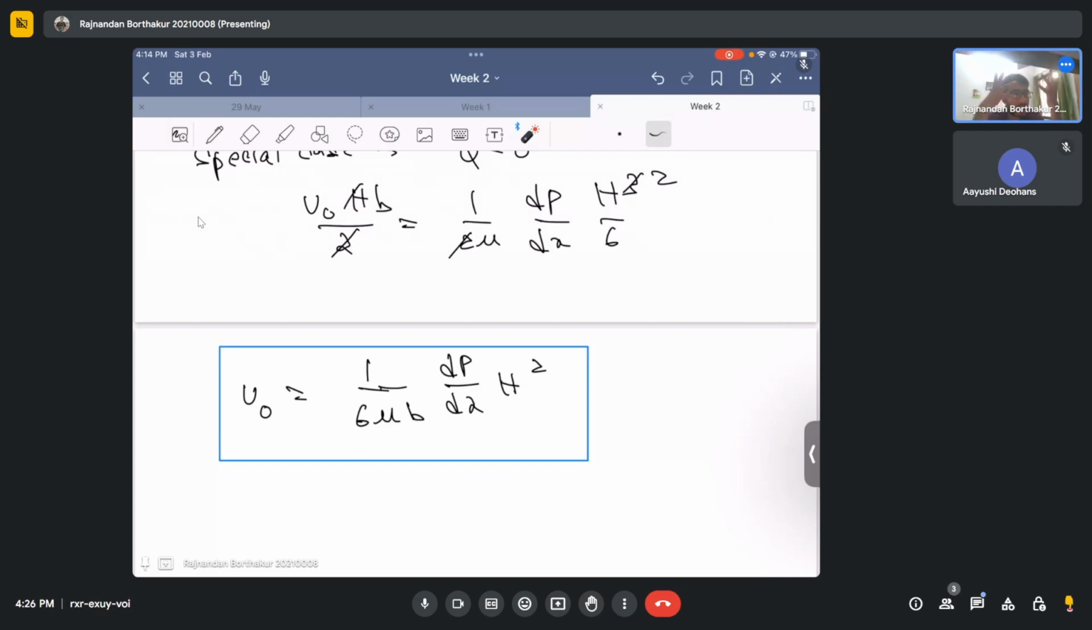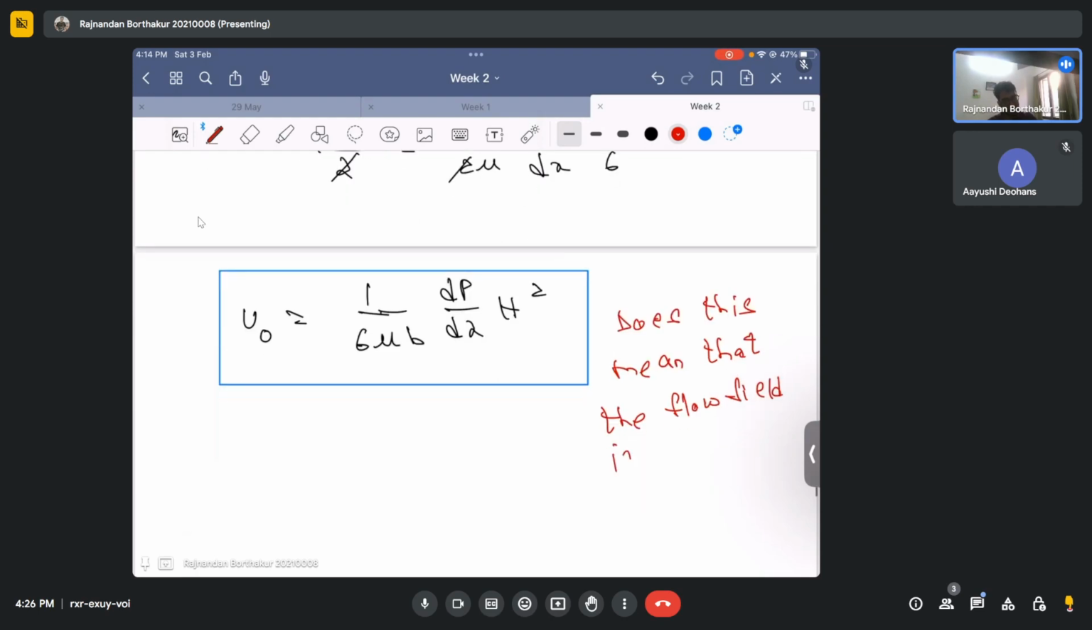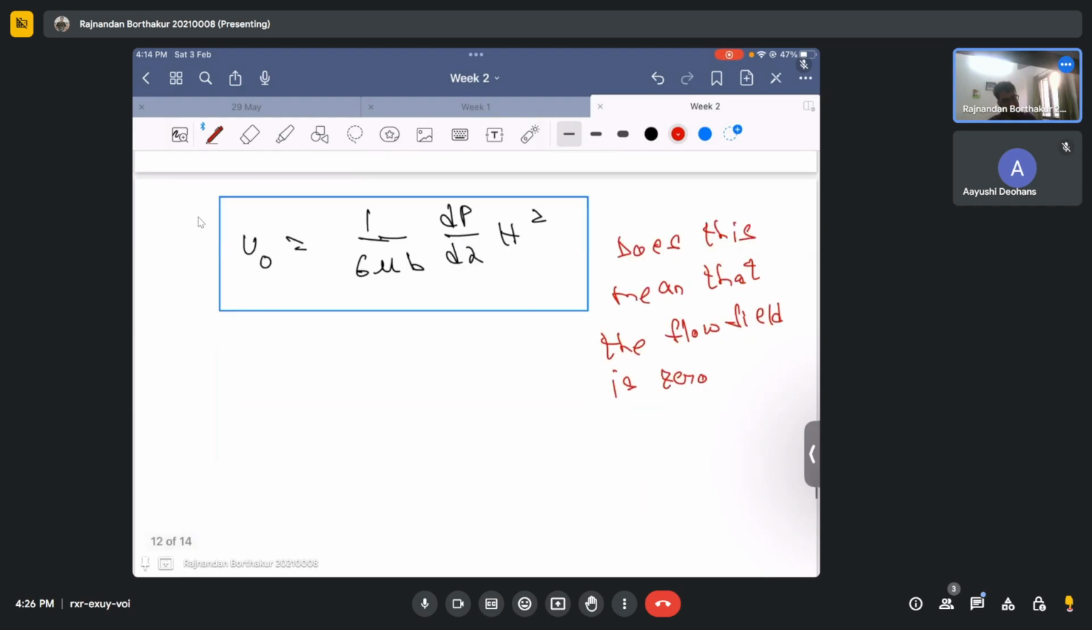But physically, can you think of this problem that even if I tune my u naught and dp dx to be certain values that follow this relation, this means that the volume flow rate is 0. But my question is, does this mean that the flow field is 0 everywhere? So this looks very interesting, right?